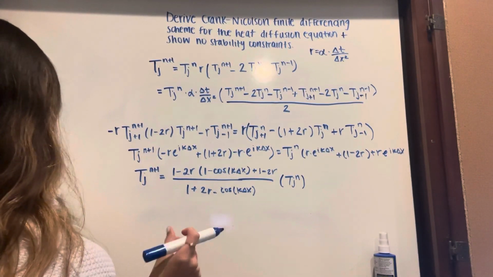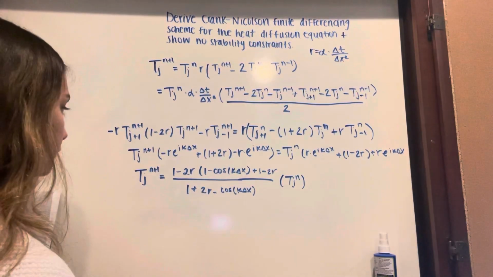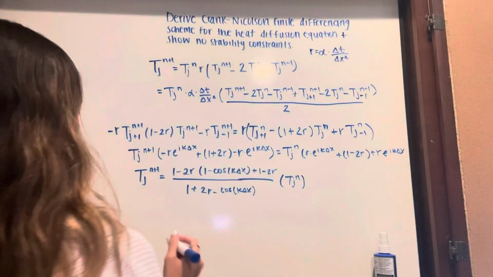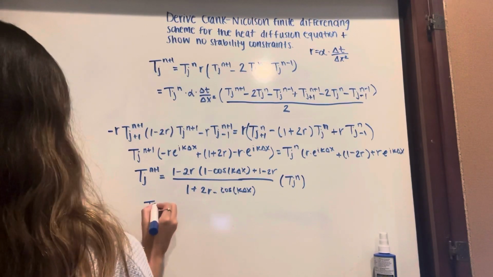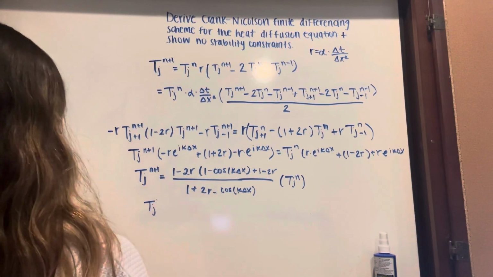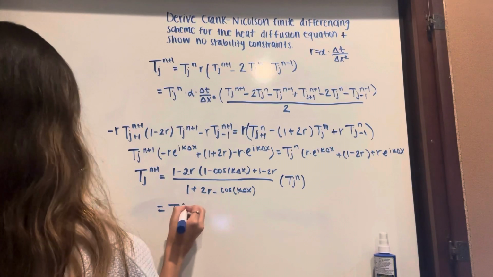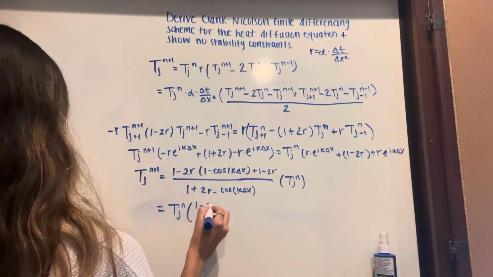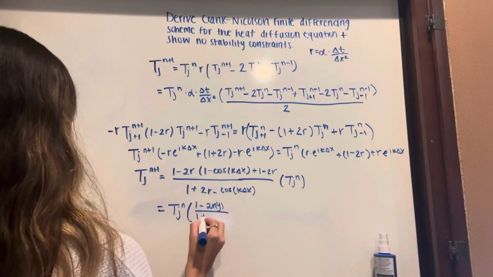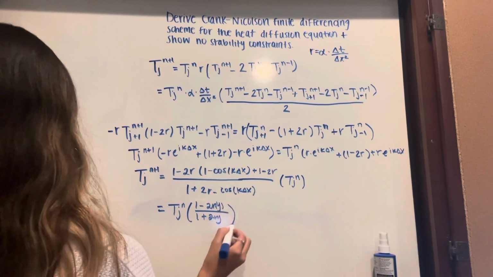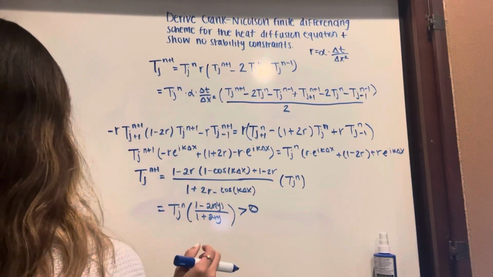Alright, and so the next step is for this expression, we're going to relate our functions that we have here to y. And we're going to do that by writing T_j^n times (1 minus 2ry) over (1 plus 2ry) greater than 0.